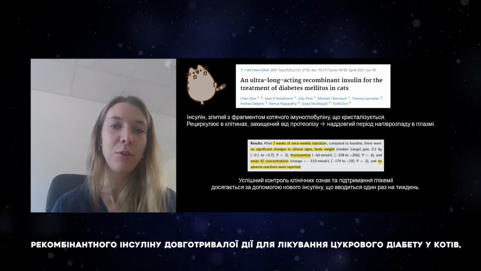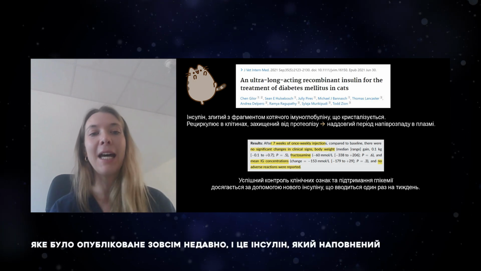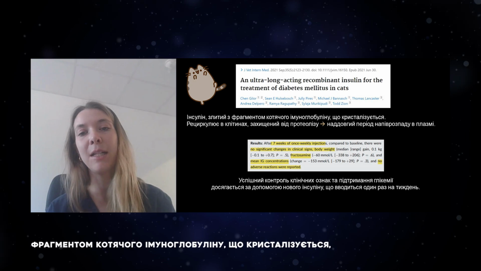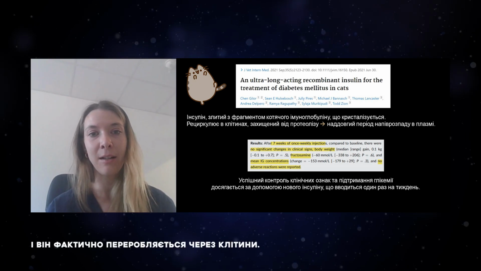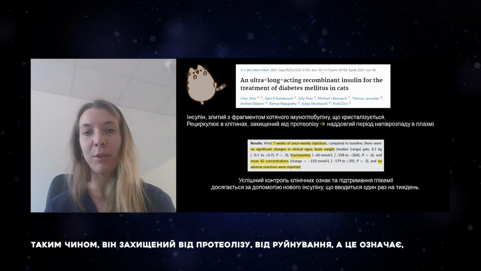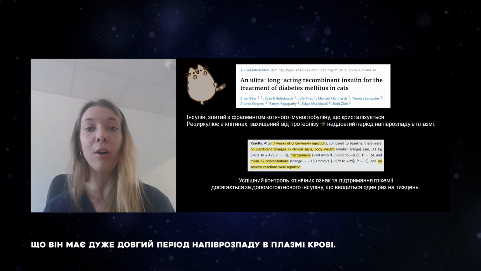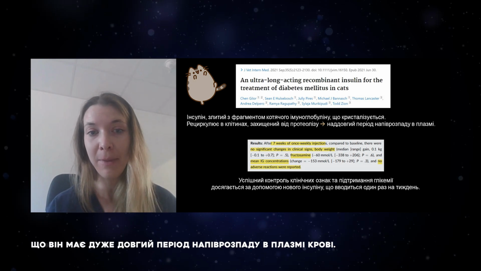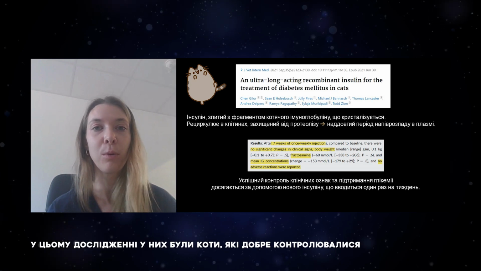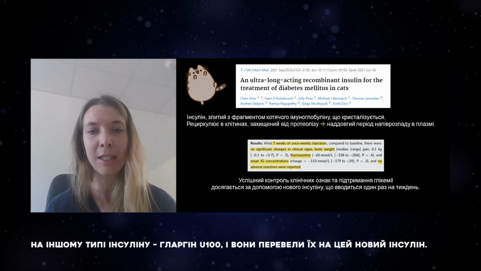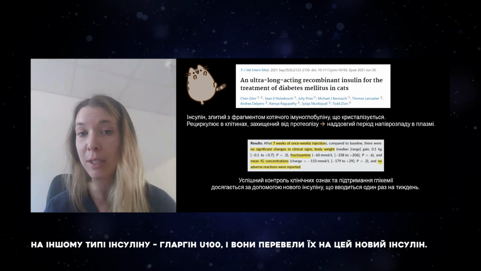And to speak about one last slide on insulin, there is a study about an ultra-long-acting recombinant insulin for the treatment of diabetes mellitus in cats that was published quite recently. It is an insulin fused with a feline immunoglobulin fragment crystallizable, and it gets recycled through the cells, so it is protected from proteolysis, from destruction, which means it has an ultra-long plasma half-life. In that study, they had cats that were well controlled on glargine U100, and they switched them to this new insulin.